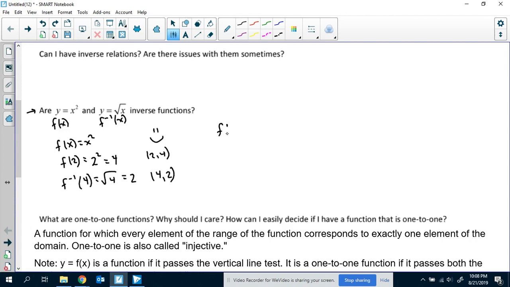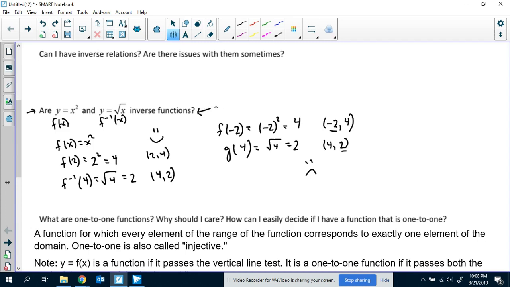because if I start with f of -2, I get -2 squared, which is actually positive 4. So then I take g of 4, and I get the square root of 4, which is 2. So -2, 4 did not get mapped back to its original value. I started with -2, I ended with positive 2. So that's not good. That means this is not necessarily an inverse function over here.